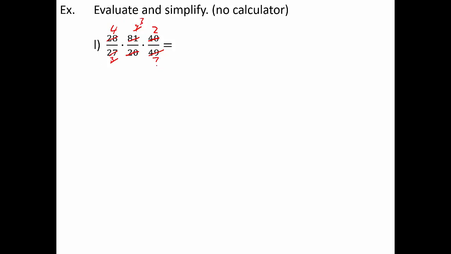The only thing left on the bottom is a 7, which is of course a prime number, and I don't have any 7s on the top or anything that has a 7 that factors into it. So let's finish this up. 4 times 3 times 2, that's going to be 24 over 7. All right, let's move on to division.